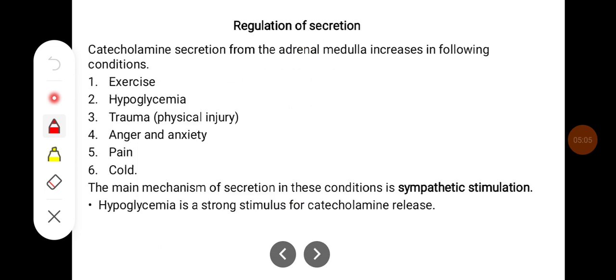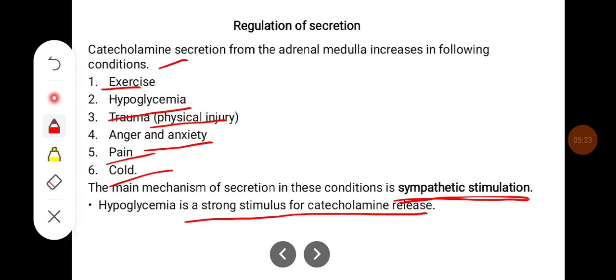Catecholamine secretion from the adrenal medulla increases in the following conditions: during exercise, hypoglycemia, trauma, physical injury, anger, anxiety, pain, and cold. The main mechanism of secretion in these conditions is sympathetic stimulation. The hypoglycemia is a strong stimulus for catecholamine release.